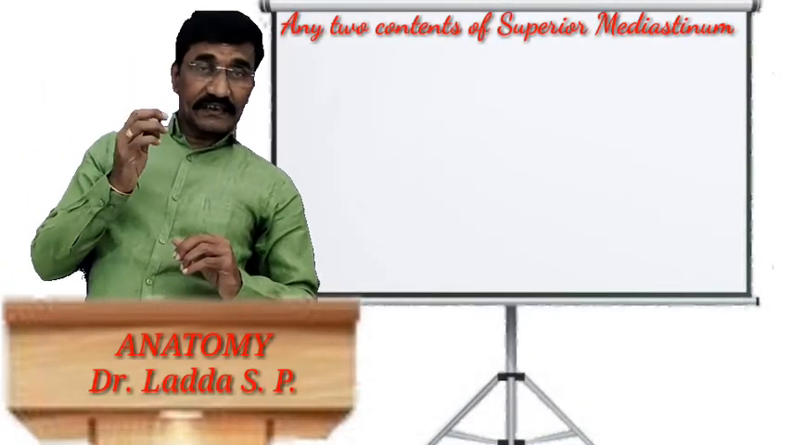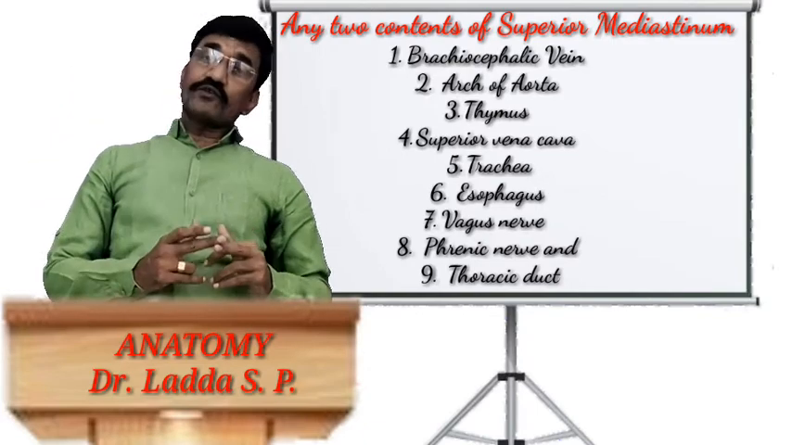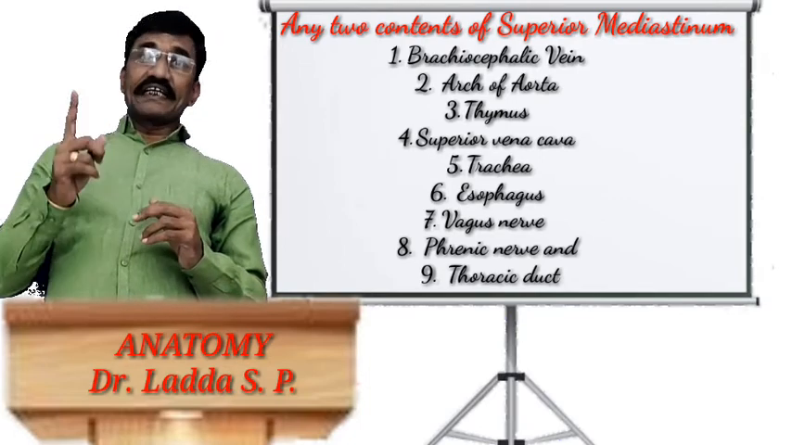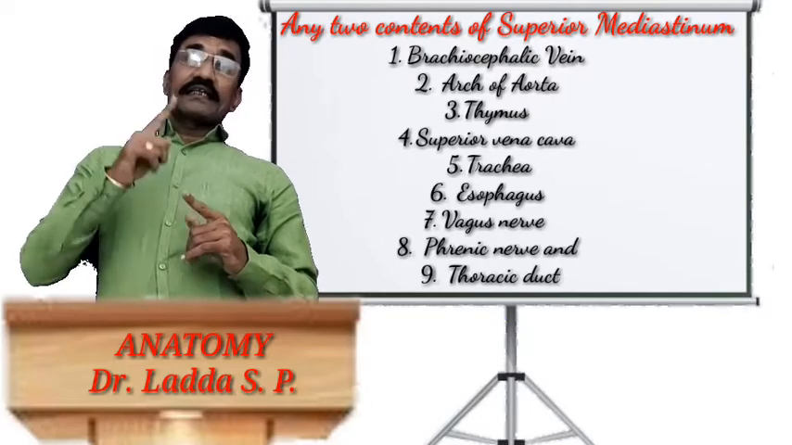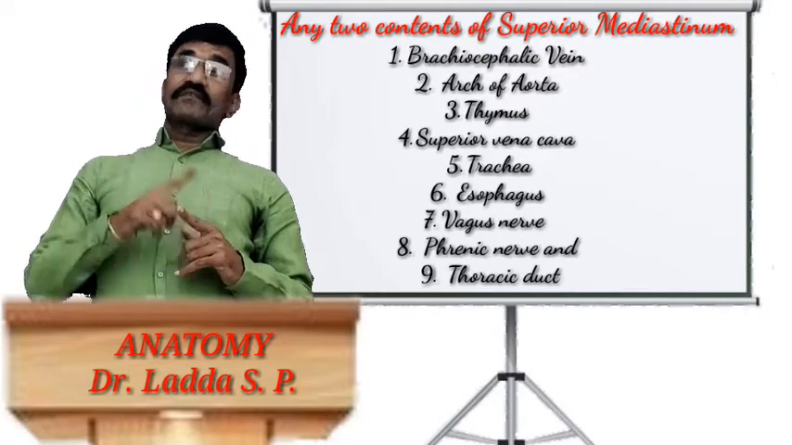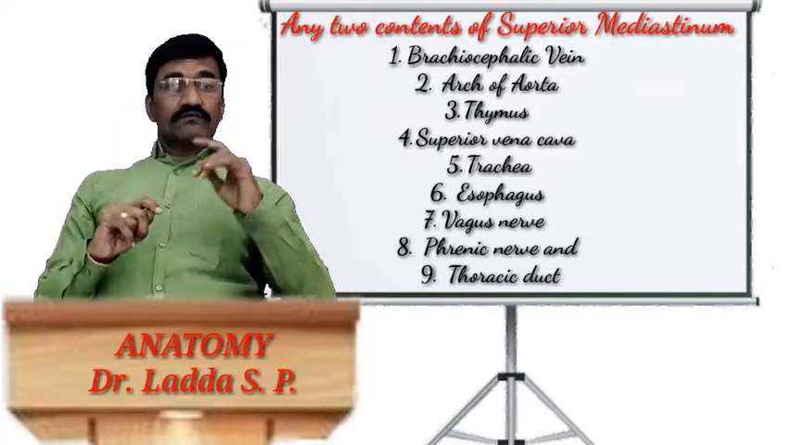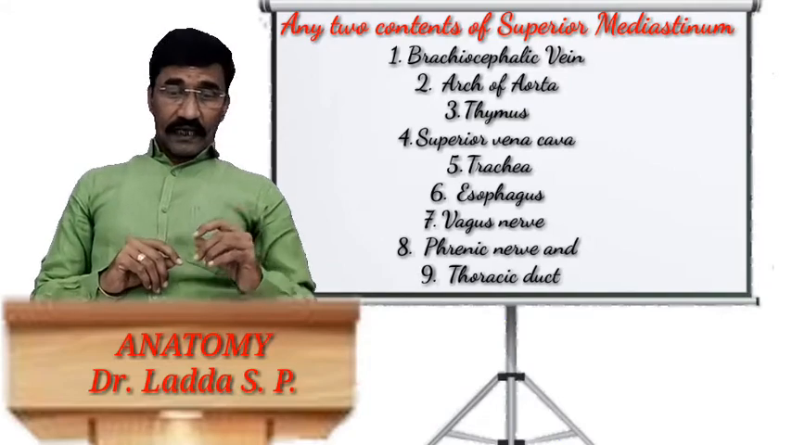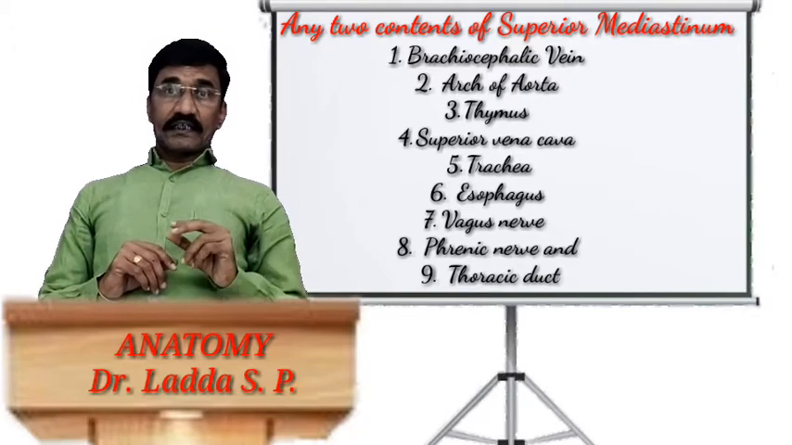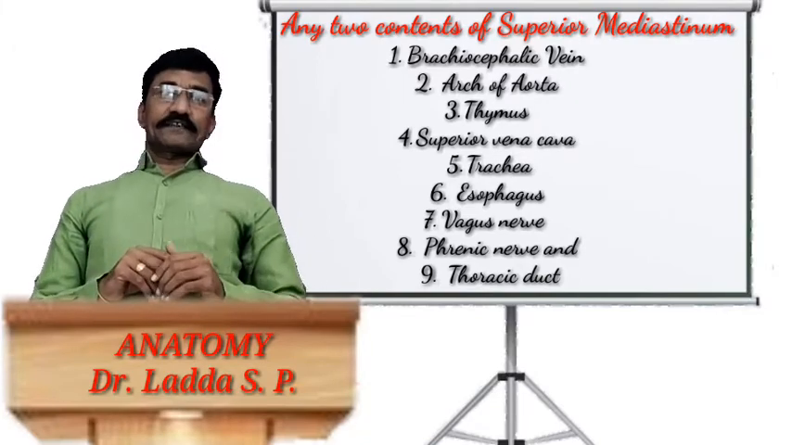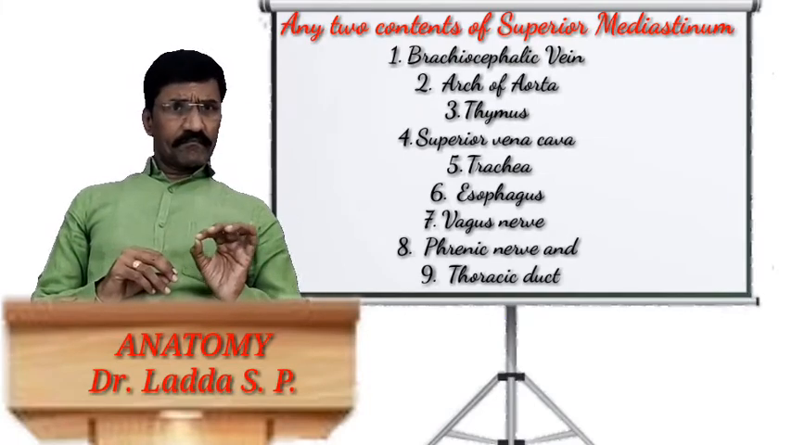You can say superior mediastinum contents: brachiocephalic vein, arch of aorta, T for thymus, S for superior vena cava, then T for trachea, then E for esophagus, then N for the nerves. There are 2 nerves, vagus nerve and phrenic nerve, and lastly the T for the thoracic duct. If you write all these contents, it creates a best impression and it will take very short time.